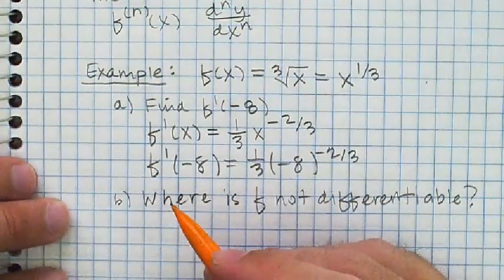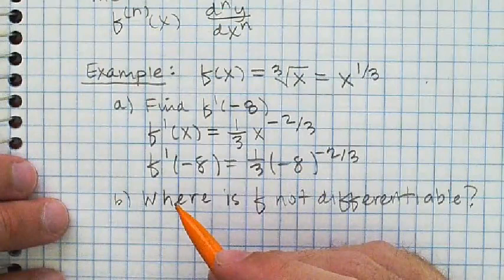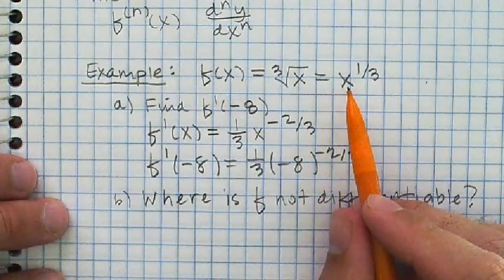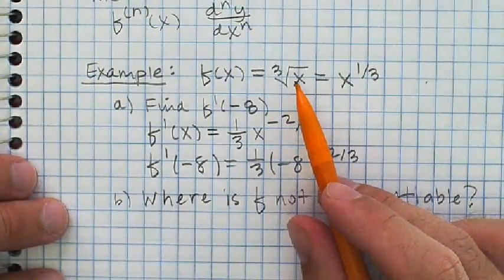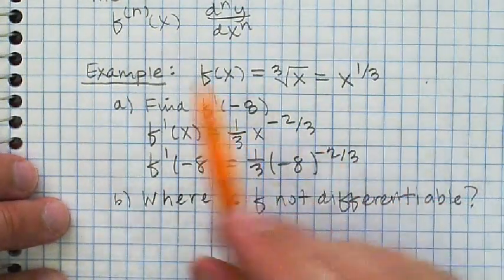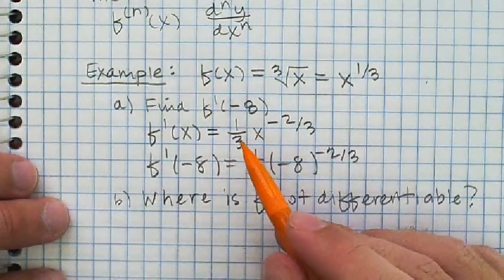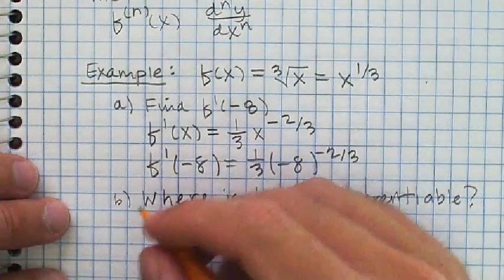Okay. You may remember from the last lesson that I mentioned that y equals the cube root of x has a vertical tangent at x equals 0. So I'm going to show you why that happens. Okay, I've got f prime of x is equal to 1/3 x to the -2/3.